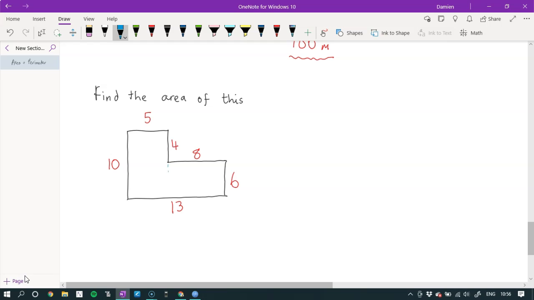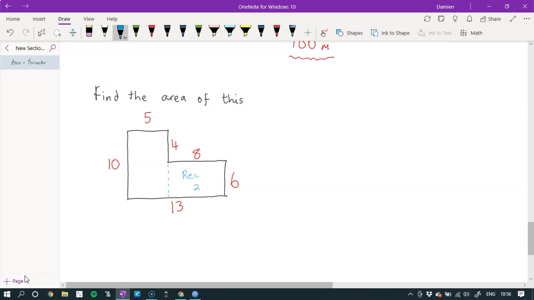You could draw a line down here. And you now have rectangle 1 here, and you have rectangle 2 over here. You could do it that way. Now, if you've split it into those 2 rectangles, let's see if we can figure out what the area is going to be in each of these. So in rectangle 1, let's have a look.